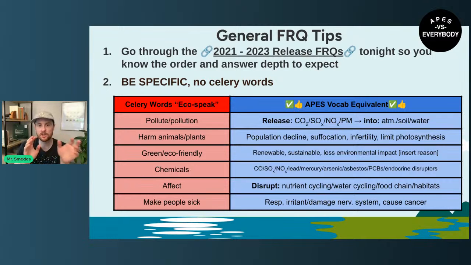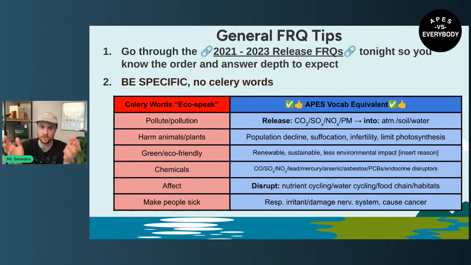We don't want to say things are going to harm animals. Like that, again, that just means nothing. Like in a college level class, harm animals, no points. Never are you going to get points for it harms animals or plants. It causes a population to decline. It causes individuals to suffocate. It leads to infertility in organisms. It limits the photosynthesis that plants can do.